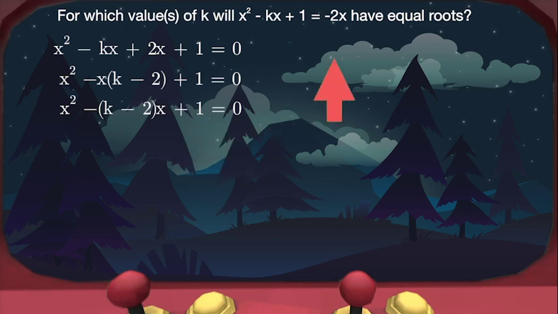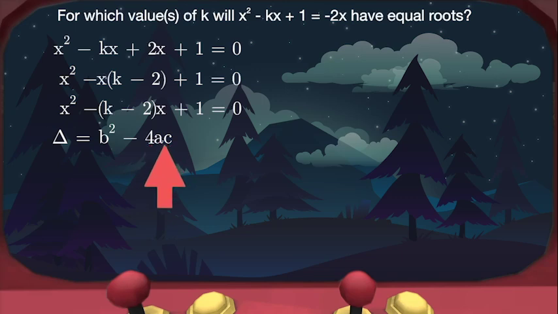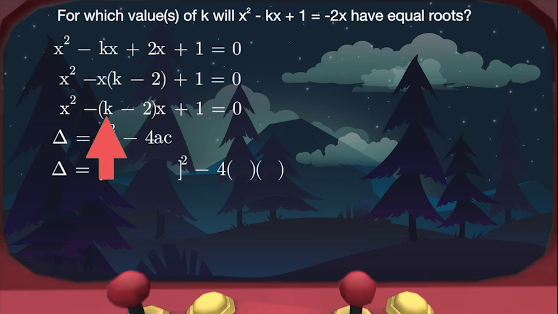Now, because we want equal roots, we want to calculate the discriminant delta, which we do with b squared minus 4ac. Let's do some substitution. In the place of b, we're going to put the minus (k minus 2) in brackets, and don't forget about the square. Then we have minus 4. In the place of a, we're going to put this 1, and in the place of c, we're going to put this 1.